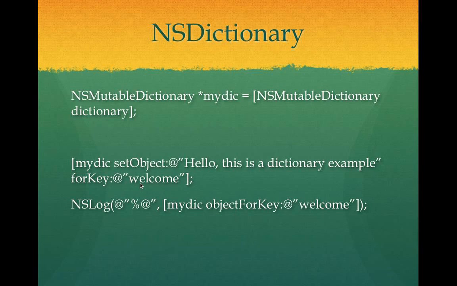So whenever I want the object to be shown, I only type the key for that, and the object will be directly shown. So if I want to print this sentence, I just call the method and send the argument welcome, and this NSLog will give an output of "hello, this is a dictionary example." This is all for dictionaries.